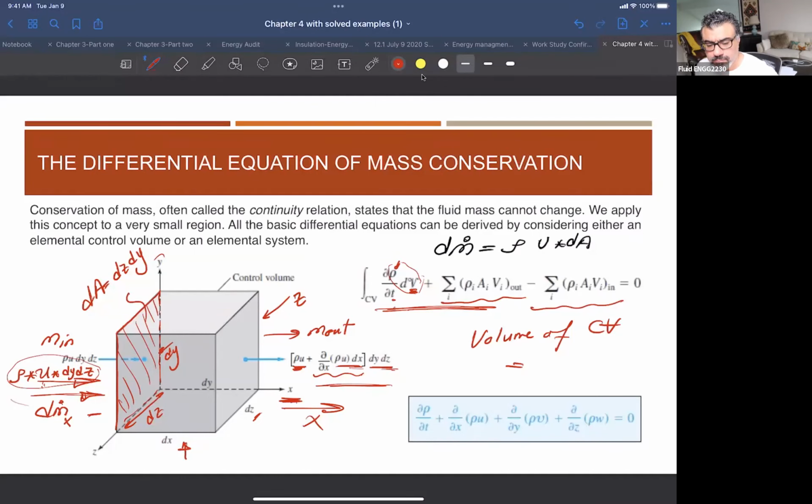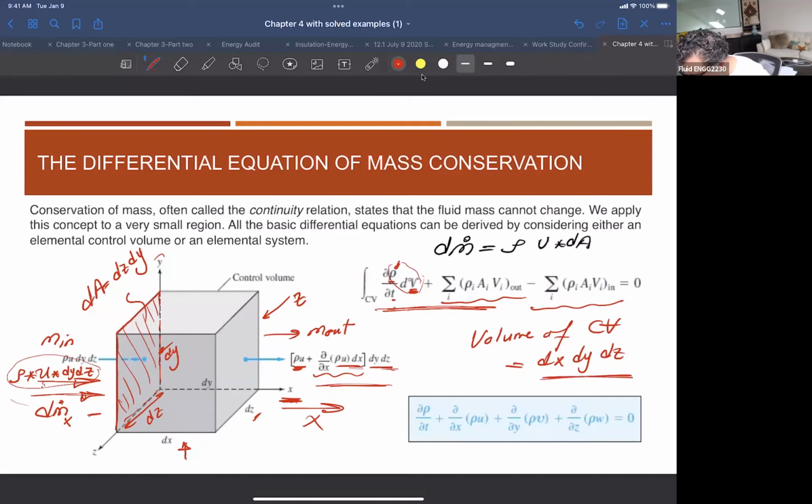Yes, right? dx, dy, dz. So the volume of this control volume is dx dy dz. So I can put mass in minus mass out, and I also can put the change of the mass of the control volume, which is rho times the volume of the control volume. Now divide this whole equation by dx dy dz, and I will end up with this very simple equation.